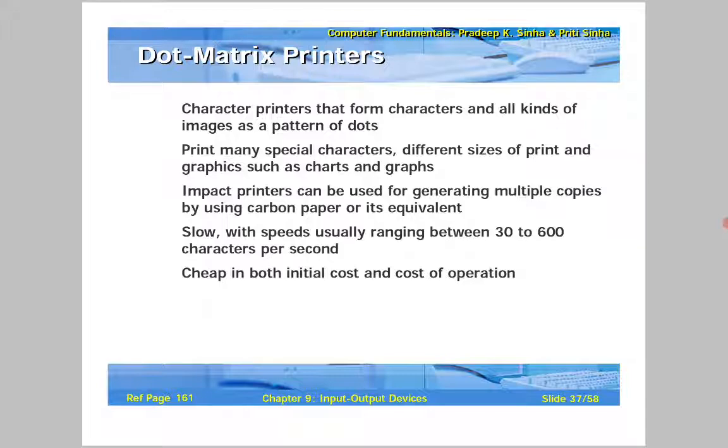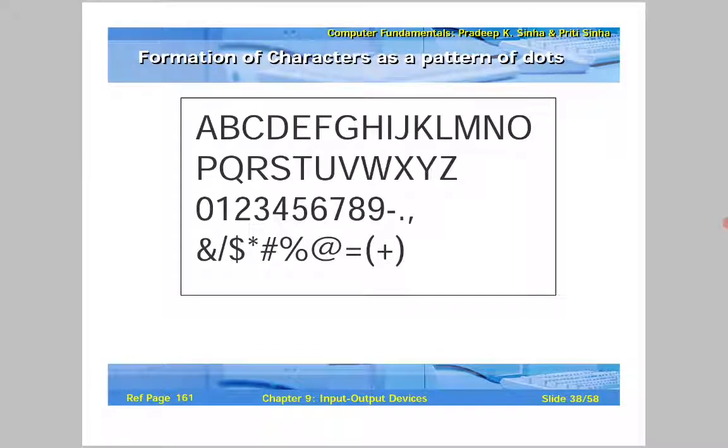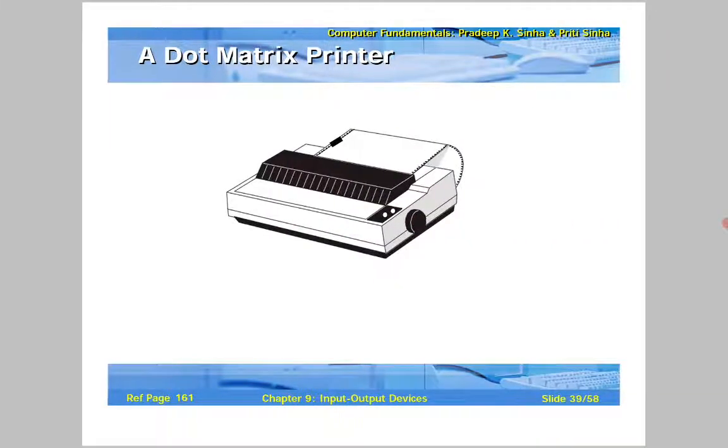First we start with dot matrix printers. Generally they are also called character printers. They can print all kinds of images and patterns by using patterns of dots, and these printers are very slow. Generally they give 30 to 600 characters per second, and they are cheap and produce low quality output. So this is a dot matrix printer.